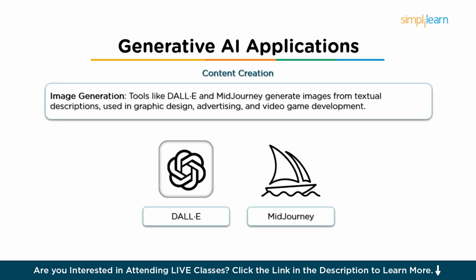Next, we have image generation. So models like DALL-E and Midjourney are used to generate images based on textual descriptions. So for example, you could type a futuristic city with flying cars and the AI would generate a detailed image based on that description. So this has wide applications in graphic design, advertising, and video game development, where unique visual content is often needed. So these models are also used to create synthetic images for training other AI models or to generate art that would otherwise require a professional artist.